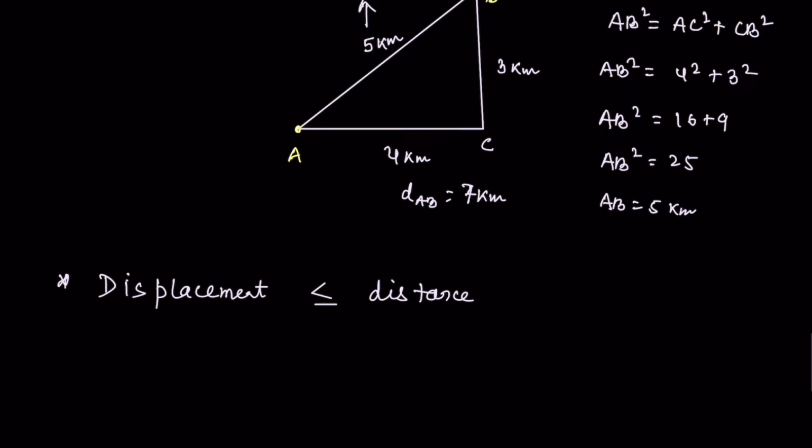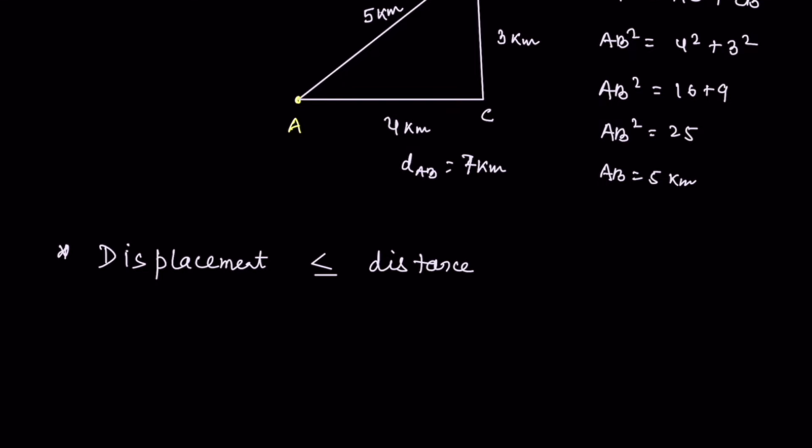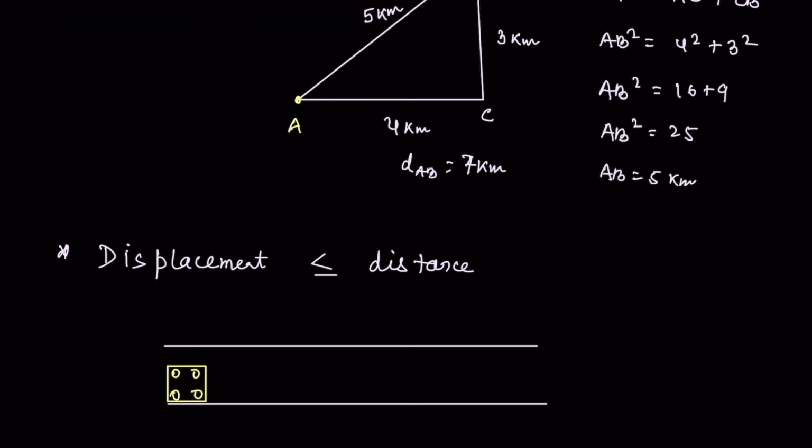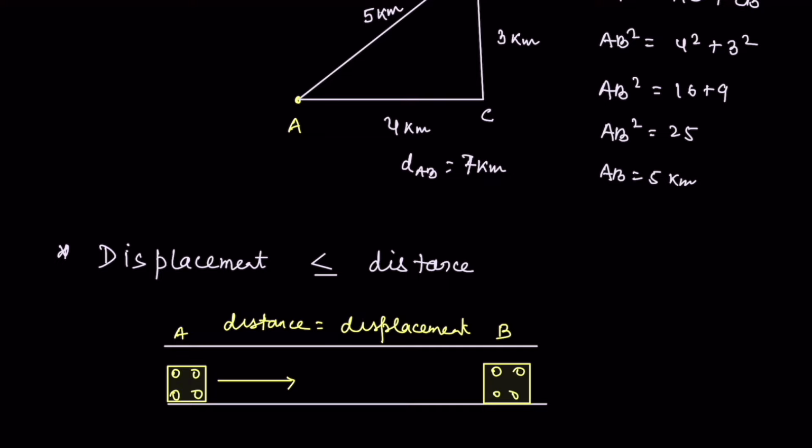So here, distance is equal to displacement when the body is moving on a straight path. For example, if you have a straight road and one car moves straight from point A to point B, it will cover equal distance and equal displacement. So in this case, distance is equal to displacement. In all the rest of the cases, distance is greater than displacement.